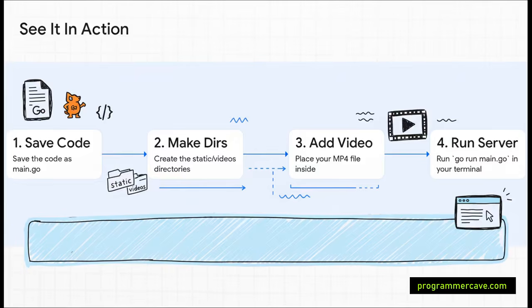Just save that code as main.go, make those static and videos folders, drop any old MP4 file you have lying around into that videos folder, then pop up in your terminal and just type go run main.go. Boom! Your very own video server is now live on your computer.